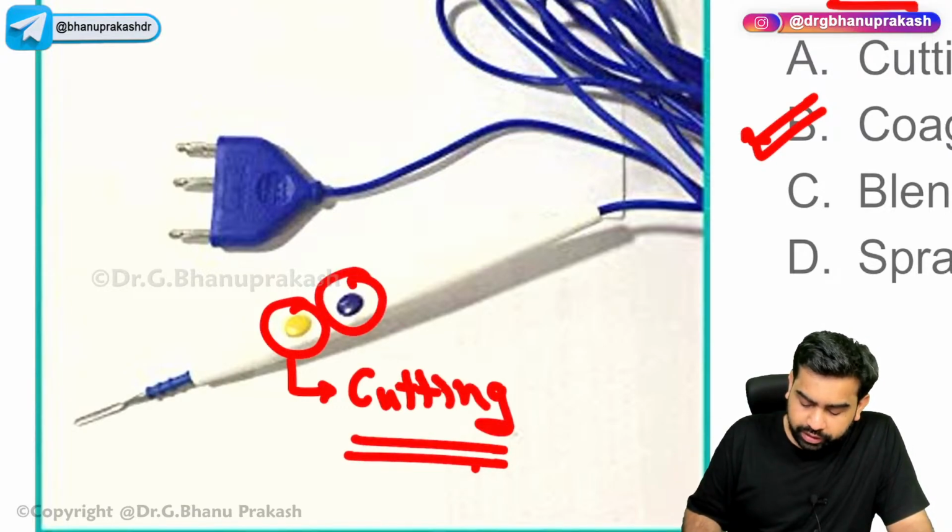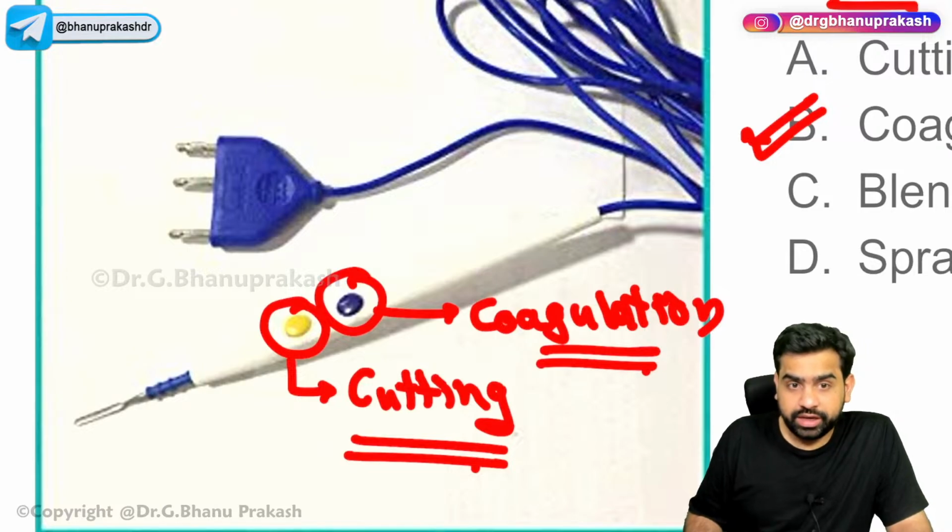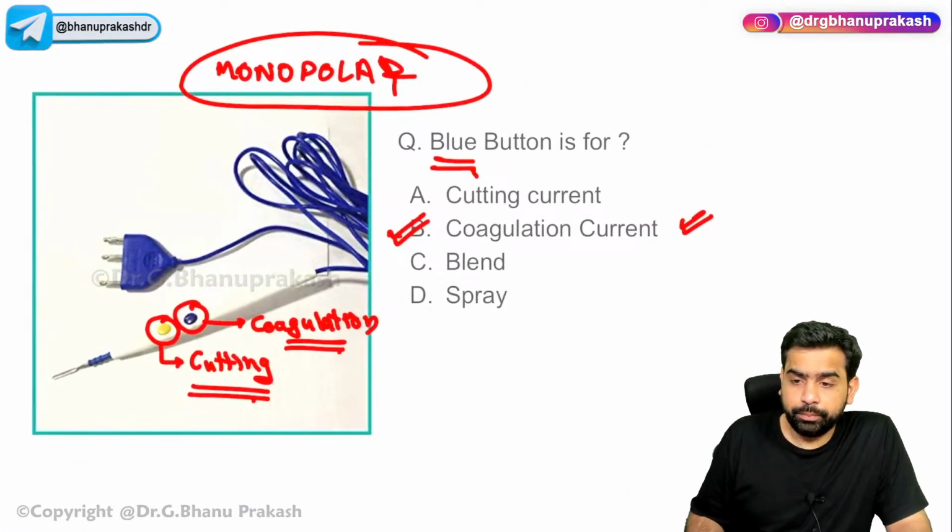What about this blue button? If you press on this particular blue button, you get a coagulation current. So the coagulation current comes if you press on this blue button. Now you understand my point? So these are the important things which you need to understand about the monopolar cautery.